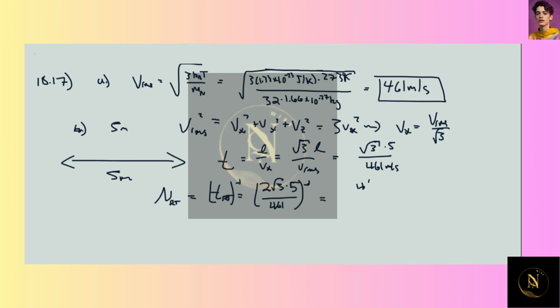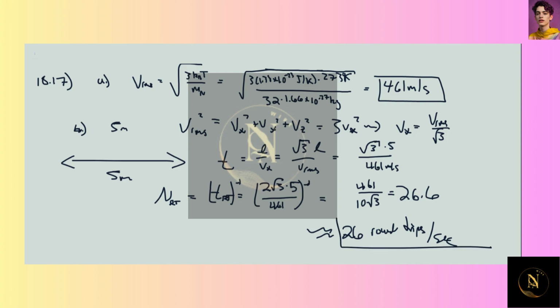Cool. So this is 461 over 10 times square root of 3. And we can easily plug that in to be 26.6. So we do roughly 26 round trips of the room per second. Very, very many. Awesome.